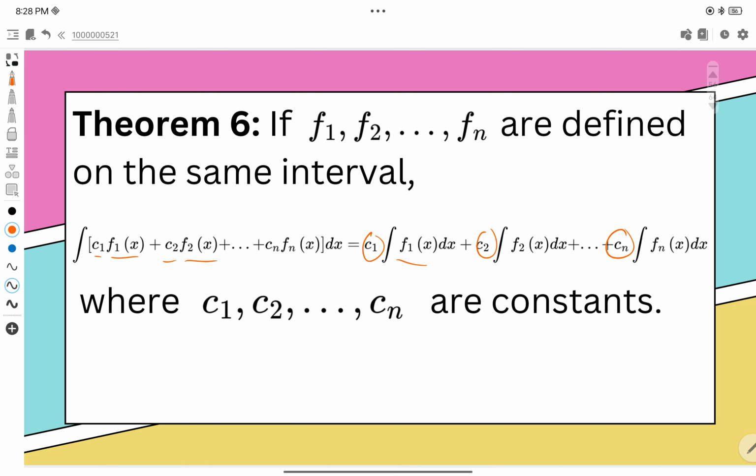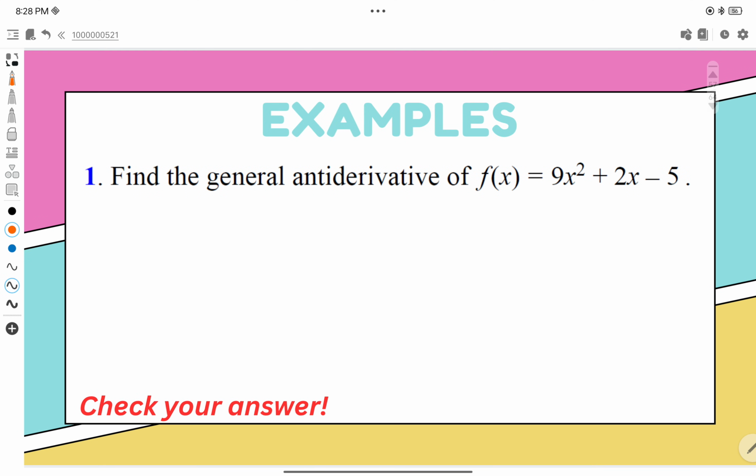We can actually look at it as applying first theorem number 5: the integral of c1 f1 of x dx plus the integral of c2 f2 of x dx, and so on up to the integral of cn fn of x dx. Then factor out c1, and we will get this one. Okay, let's look at an example.